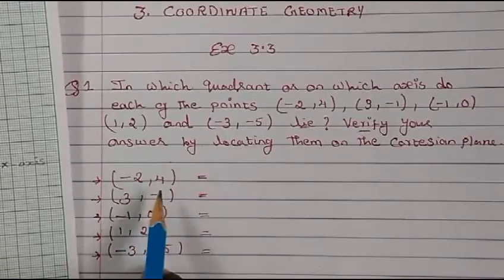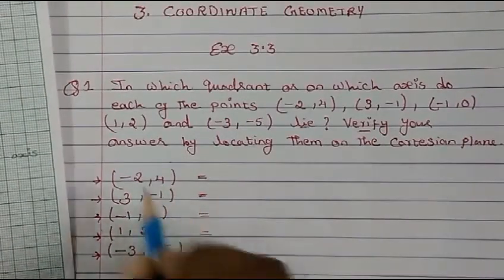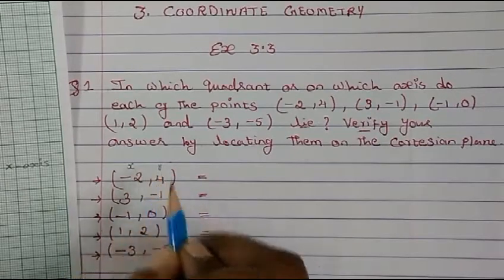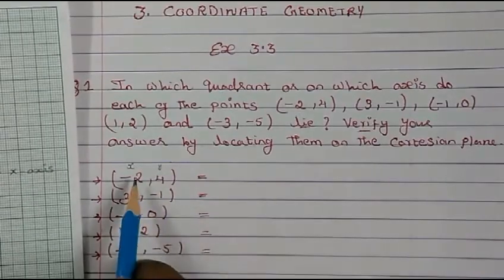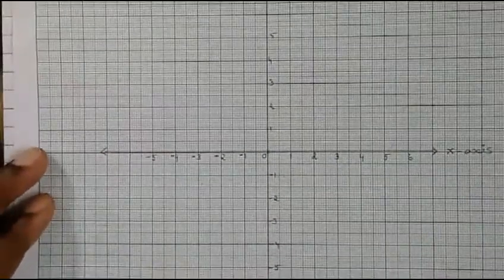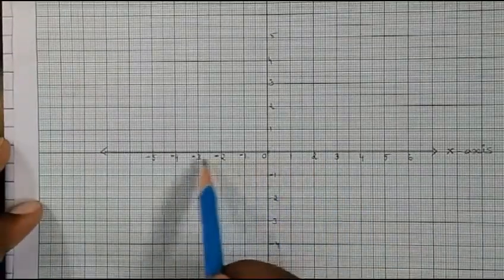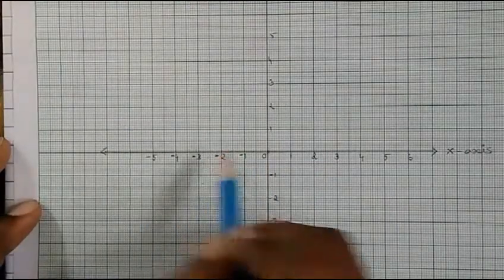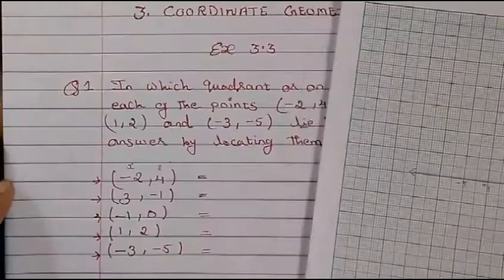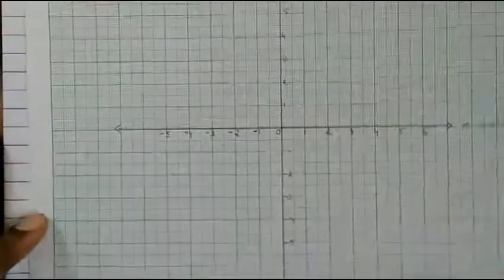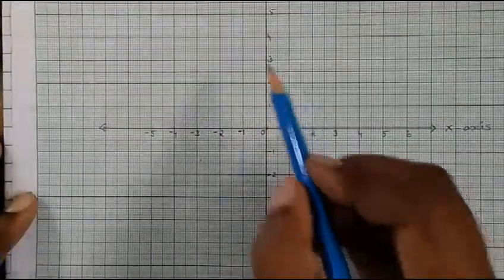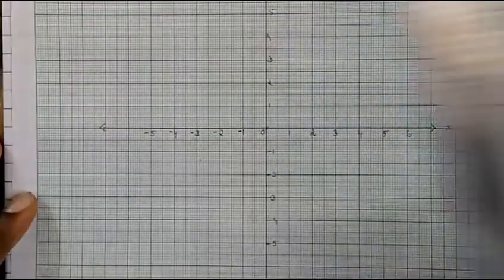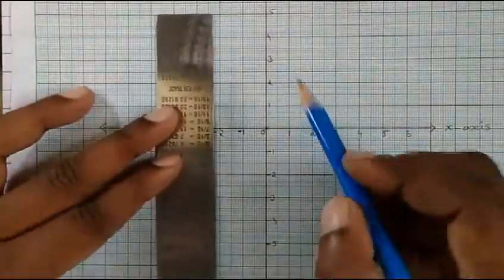So the first point, -2 and 4. I always said first is x-axis, then y-axis you have to see. So -2 you will see on x, 4 you will find on y. So -2 on x and 4 on y. So let's see, -2 on x, x is minus, comes in this direction. So -2 is here, and in the y direction it is 4. So 4 is here.